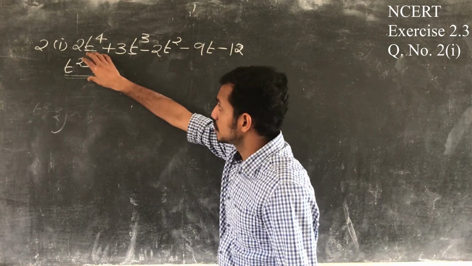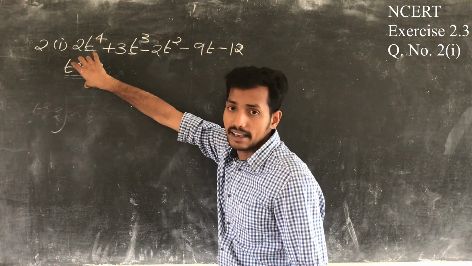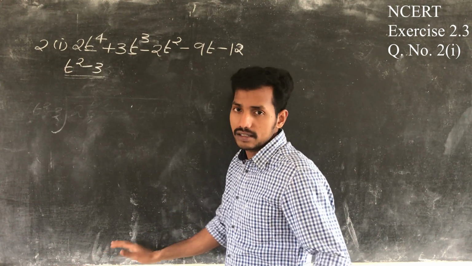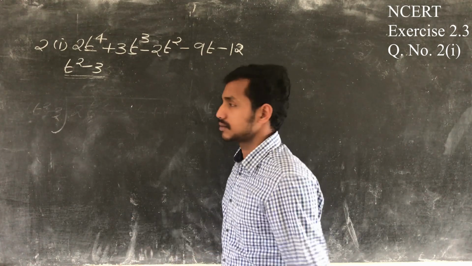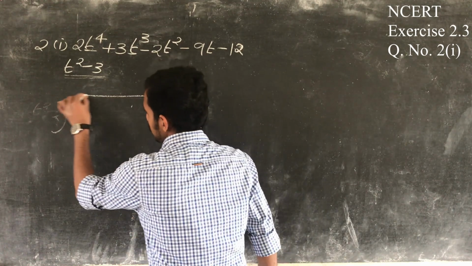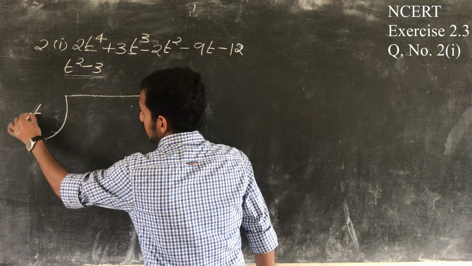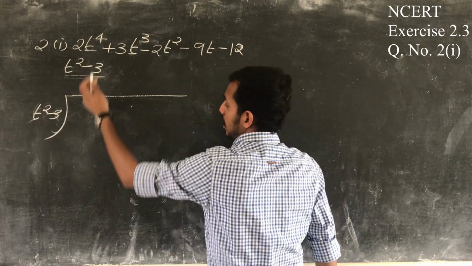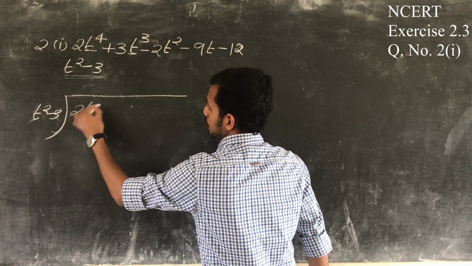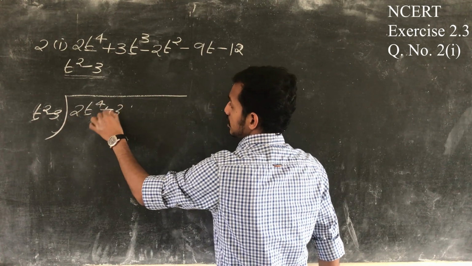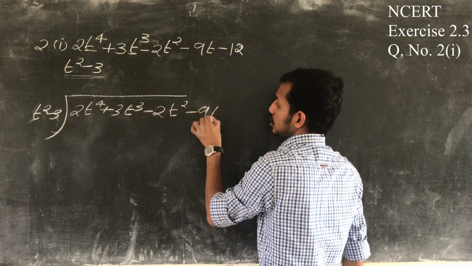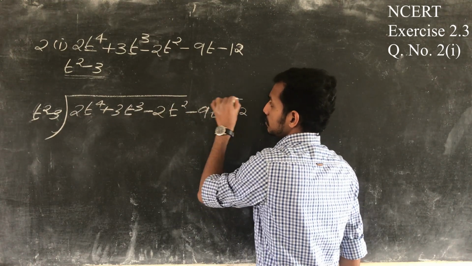For that, we just need to divide the first polynomial by the second polynomial, and after division, if we get a remainder as 0, then it will be a factor. So proceed with the long division. This is the divisor, and the dividend is 2t raised to 4 plus 3t cube minus 2t square minus 9t minus 12.